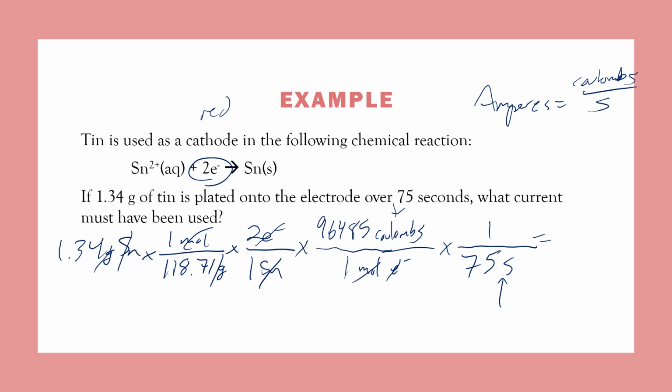So to calculate, you would do 1.34 divided by 118.71 times 2 times 96,485 divided by 75, and you get 29 amperes, which you would apply over 75 seconds if you want 1.34 grams of tin.